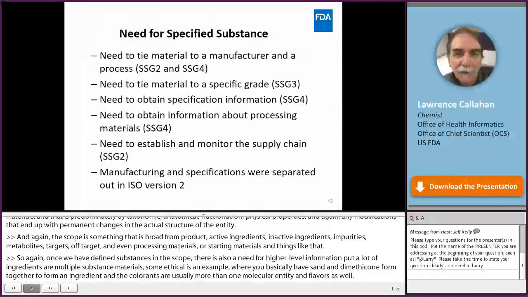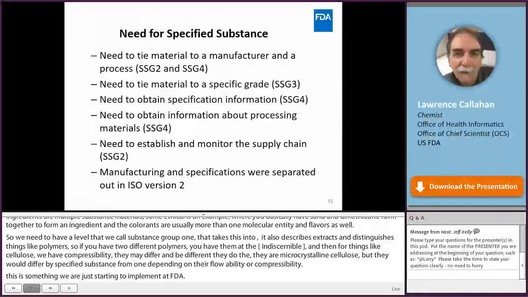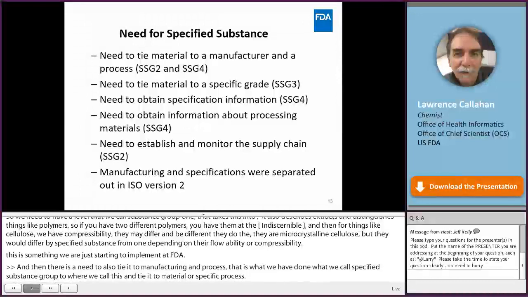And then there's a need to also tie it to manufacture and process, and that's what we've done, what we call specified substance group 2, where we tie material to the actual manufacturer, or group 4, where we tie it to its actual manufacturing process. And so those are the other levels that the standard has developed. And we need to tie material to a specific grade, which will be USP grade or EP grade. And again, that can be SSG2 or SSG3, so we would capture them both together.